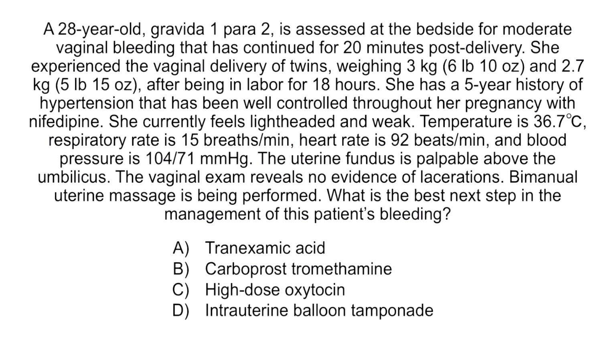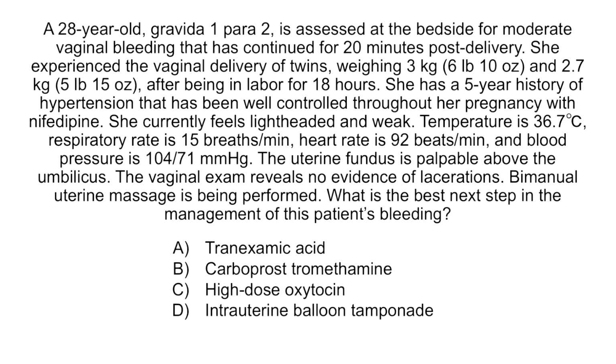The uterine fundus is palpable above the umbilicus. The vaginal exam reveals no evidence of lacerations. Bimanual uterine massage is being performed. What is the best next step in the management of this patient's bleeding? A. Tranexamic acid. B. Carboprost-tromethamine, C. High-dose oxytocin, or D. Intrauterine balloon tamponade. Alright, a vignette such as this is almost certain to appear on your OBGYN shelf exam.